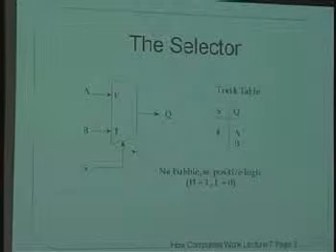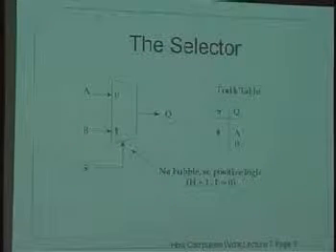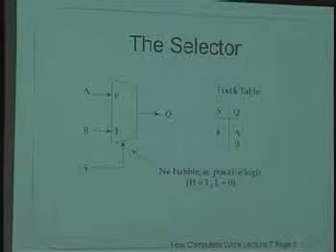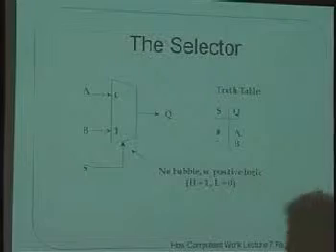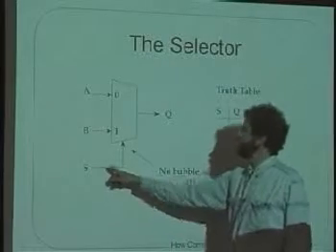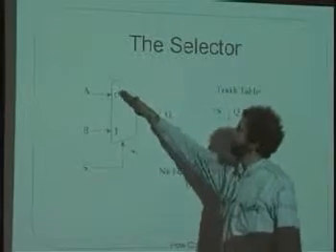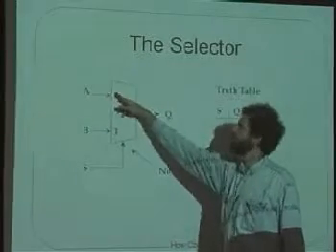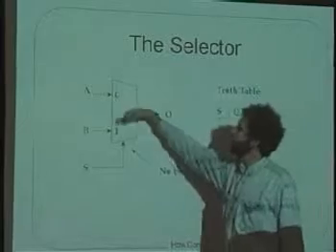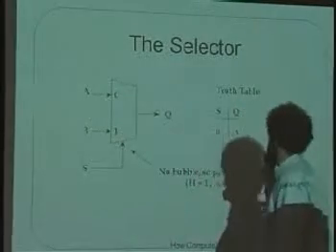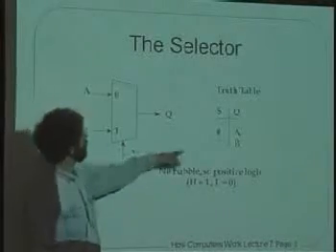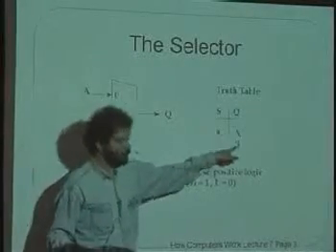But let's go back a little bit to these fundamental elements we talked about before. In particular, let's take a look at the selector. The selector, remember, was something that had a control input S over here that said whether we select A or whether we select B. And if S is 0, in this case, we choose A to go out to Q. If S is 1, then we choose B to go out to Q. And if we take a look at the truth table of this, it's really quite simple. If S is 0, Q is A. If S is 1, Q is B.